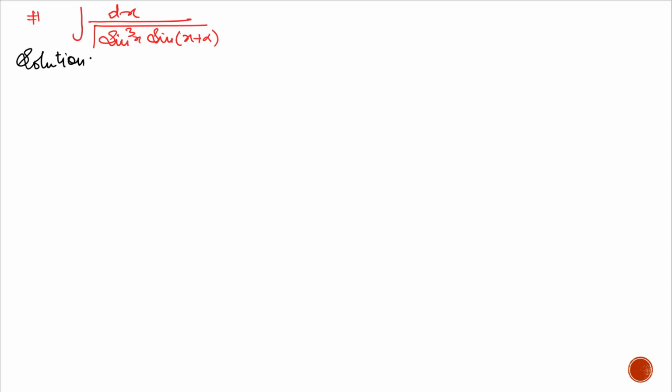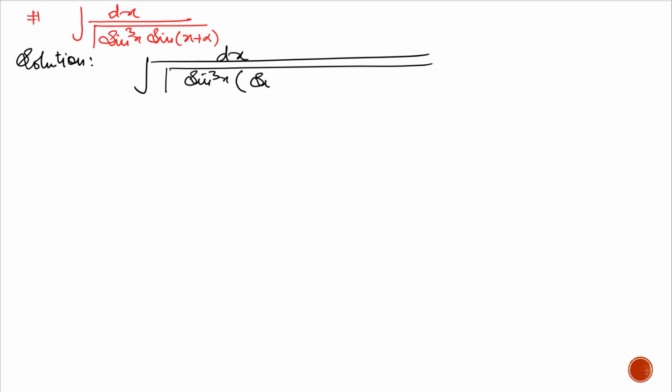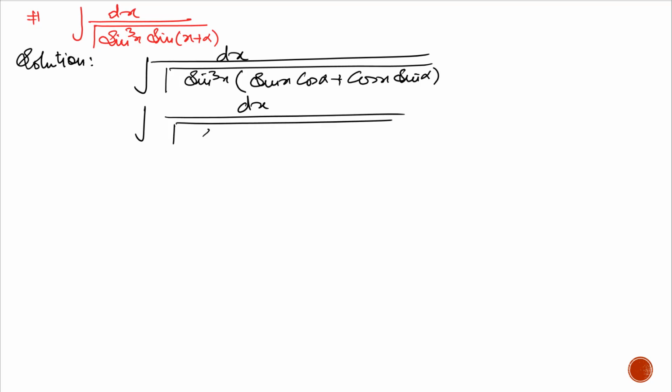Sine a plus b is sine a cos b plus cos a sine b. We apply this formula in sine x plus alpha. And after that, we'll take common sine x. So now we have dx divided by the root of sine raised to power 4 x in bracket cos alpha plus sine alpha cot x.